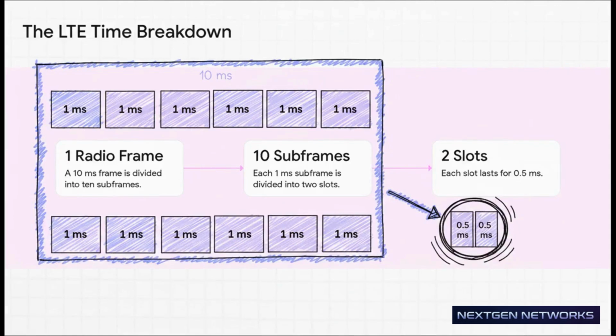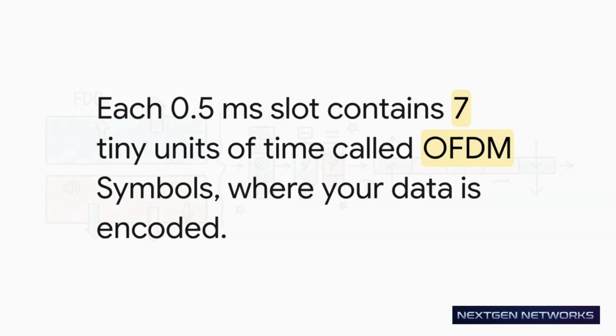And here's where it gets really neat. It's this perfect nested hierarchy. That main 10-millisecond frame gets broken down into 10 smaller subframes, and each of those is exactly 1 millisecond long. Then, if you zoom in even further, each of those subframes splits perfectly into 2 slots, each lasting just half a millisecond. And believe it or not, we can go even smaller. Inside every one of those half-millisecond slots, you'll find 7 incredibly tiny units of time called OFDM symbols.